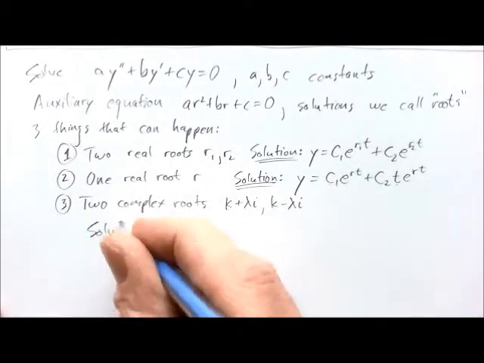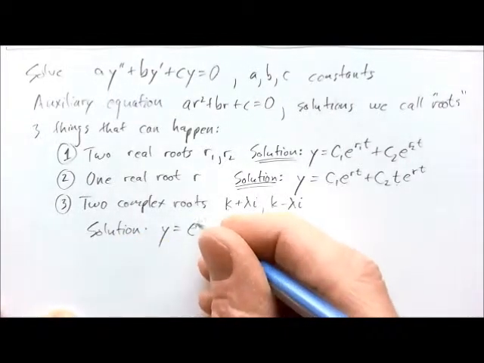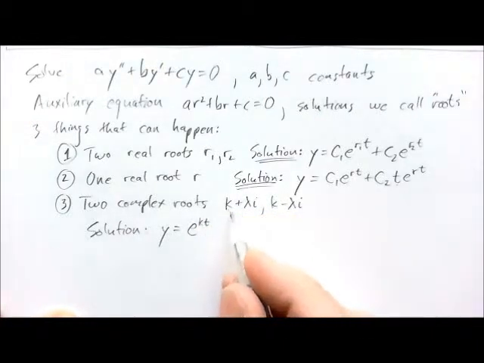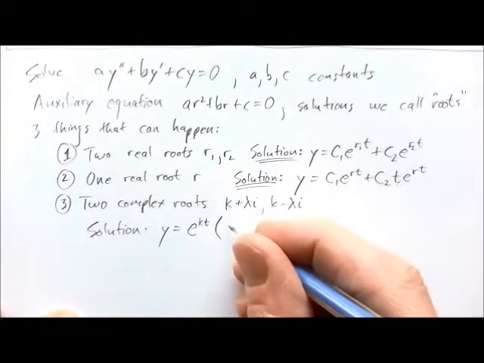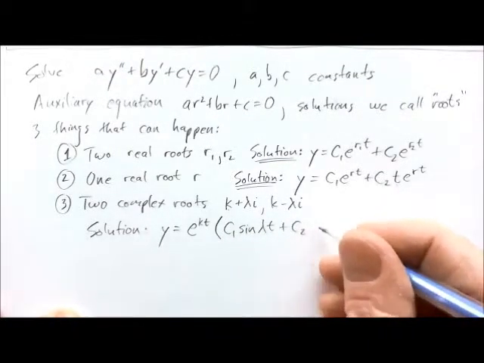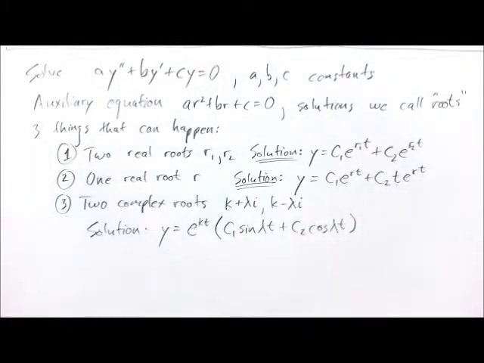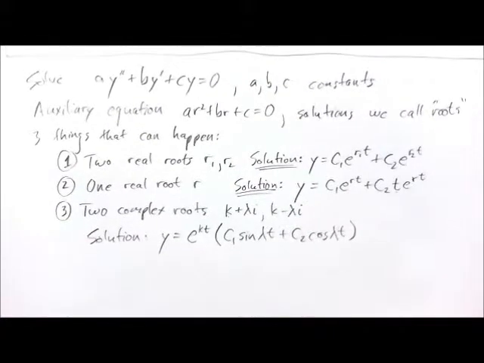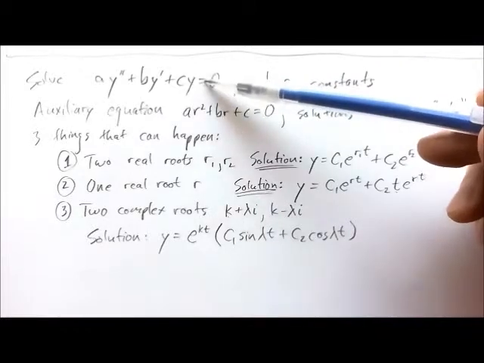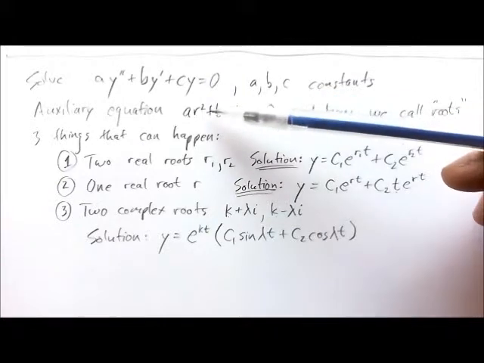In that case, the solution will look like y equals e to the kt, that's from these parts, times the quantity c1 sine of lambda t plus c2 cosine of lambda t. That also is shown in another video, and we'll do that in class as well. So the reason for this, we're not going to go over right here, but what we want to recognize or remember is that when solving a homogeneous equation like this, second order linear constant coefficient, we have to solve the auxiliary equation.